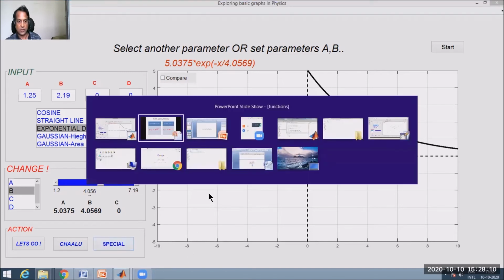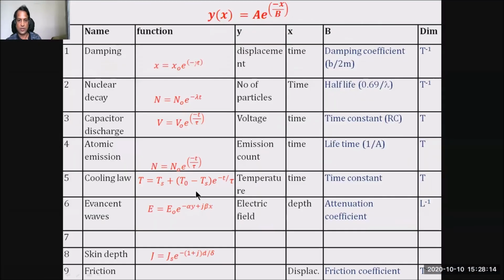So let us look at some more properties. So we have seen this. So where do we encounter this in physics? Again, there are many places where we encounter this. The table tries to summarize some of them. So you can see damping, nuclear decay, capacitor discharge, atomic emission, cooling law, evanescent waves, skin depth, friction, and there can be many more.